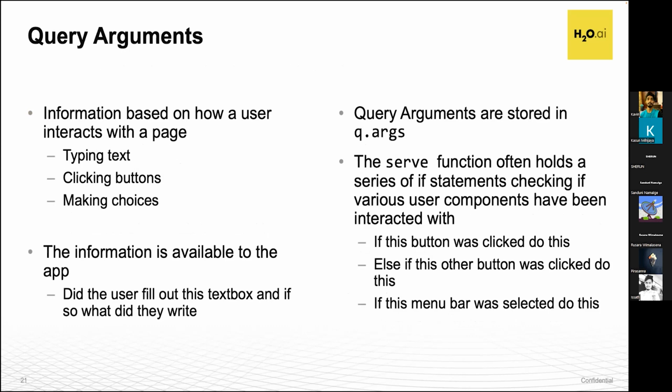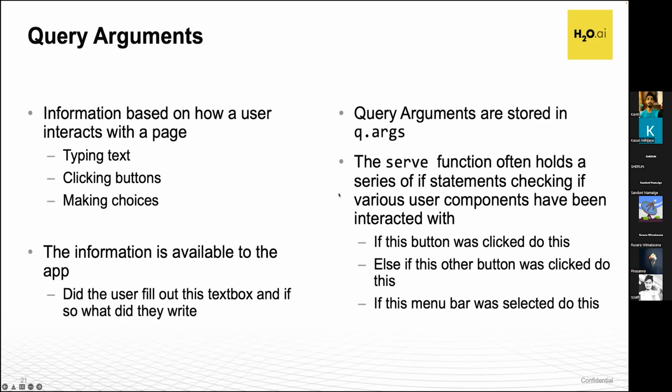So I'll explain it briefly. Query arguments mean what has been done by the user when they interact with the application. That means if the user clicked a button, that should be notified to the application to perform a separate task for that purpose. And if the user entered some text into the text box, that should also be notified in the application. So every interaction is stored in these query arguments.